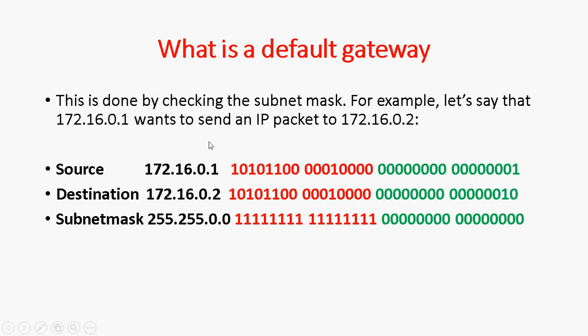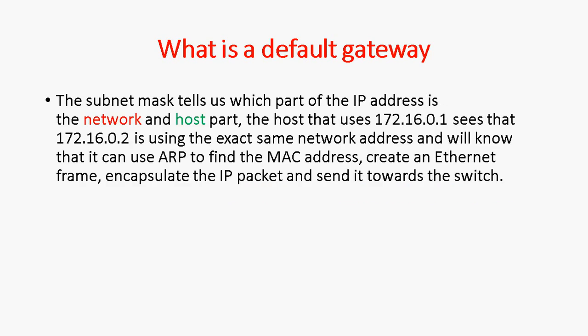We can see I converted the source IP, the destination IP, and the subnet mask into binary format. We can see the first two octets of source and destination are the same. So PC1 concludes the destination IP is in the same network. Here the subnet mask tells us which part of the IP address is network and which is host. The host 172.16.0.1 sees that 172.16.0.2 has the exact same network address, so it knows it can use ARP to find the MAC address. Now it can create the Ethernet frame, encapsulate the IP packet, and send it towards the switch. Now it can communicate.